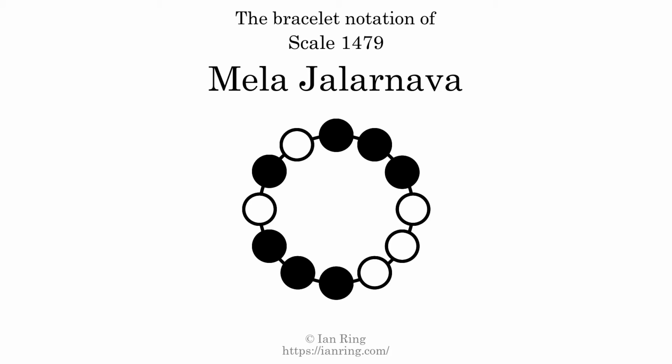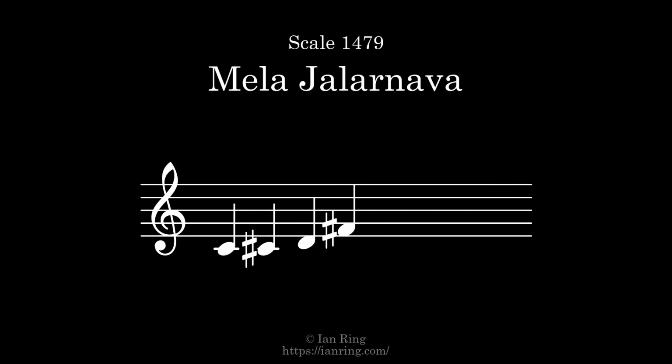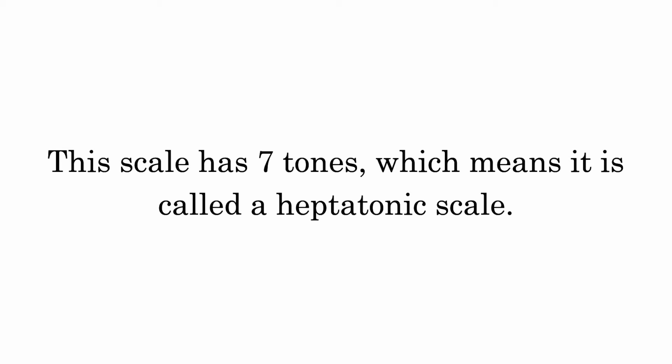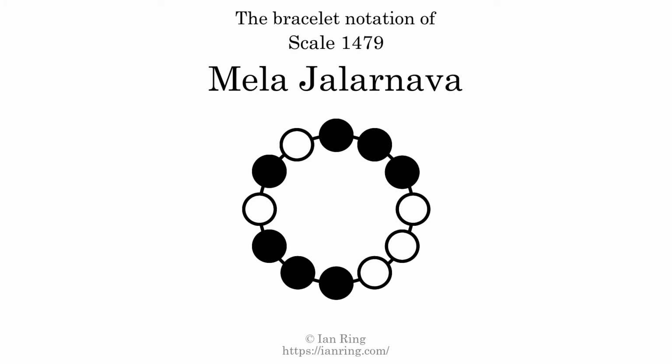1479, Mela Jalarnava, which sounds like this. This scale has 7 tones, which means it is called a heptatonic scale. This is a bracelet notation diagram of scale 1479. The shaded circles represent tones that appear in the scale, and they are read clockwise, starting at the top.